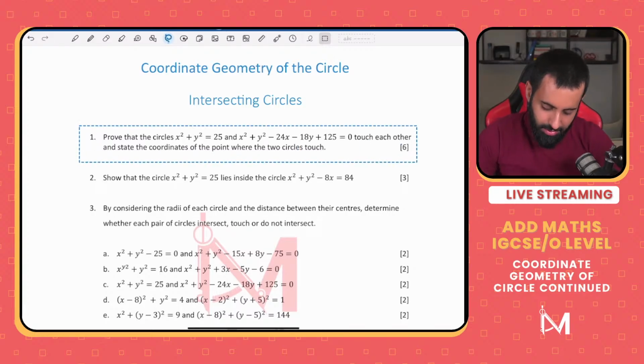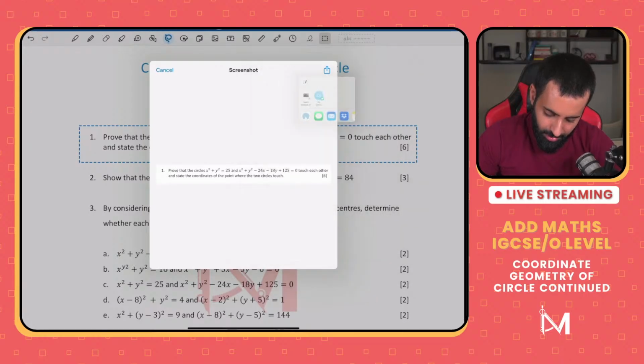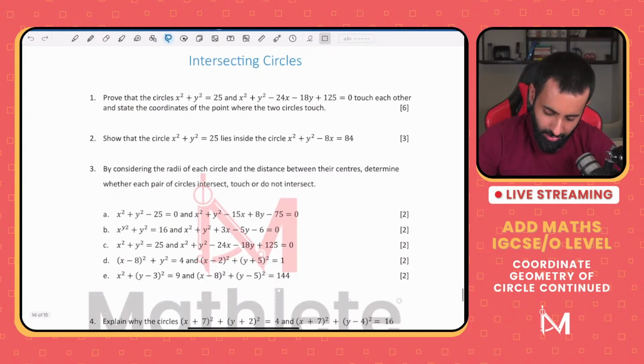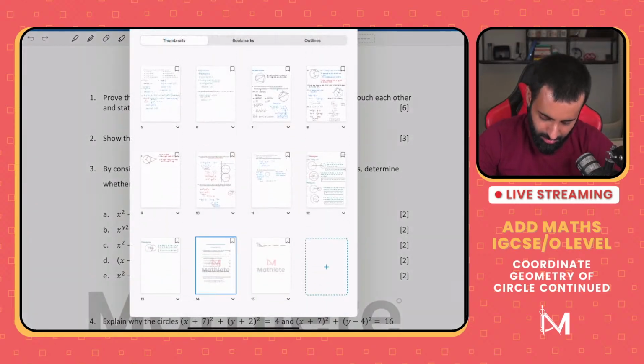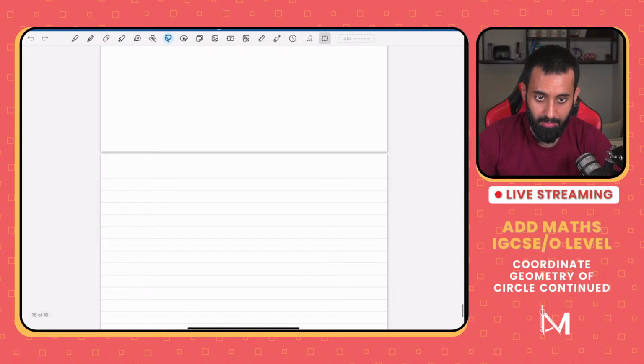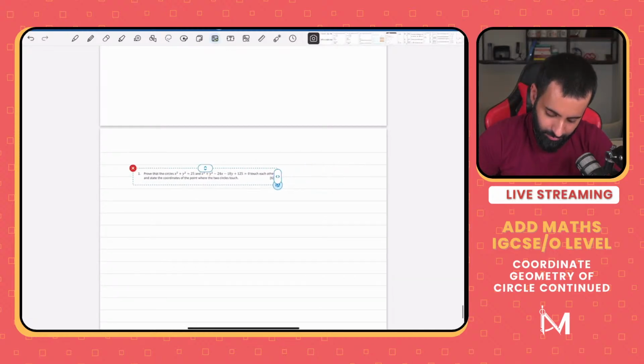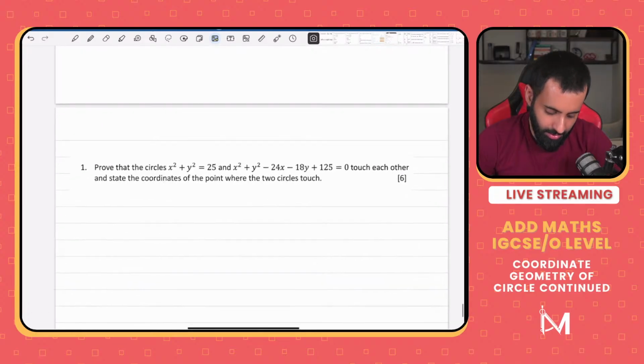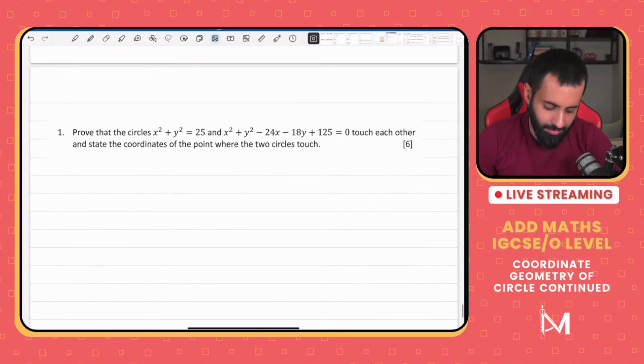So here's a question. It says, prove that the two circles touch each other, and state the coordinates of the point where the two circles touch. Okay, so let's add a new page here and solve this question. How do I prove that these two circles touch? First of all, we find out the center and we find out the radius.